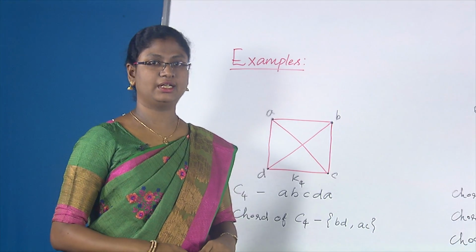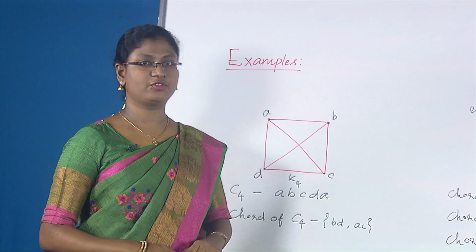Example 1, every complete graph is a chordal graph. Example 2, every tree is a chordal graph. We will see some more examples regarding chordal graphs. Let's see some examples of chordal graphs.